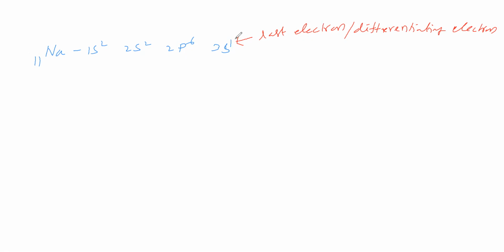Now the differentiating electron of sodium enters into the s orbital. Therefore it is an s block element. So for sodium, the last electron is called the differentiating electron, which enters into the s orbital, and therefore this element comes under s block. For sodium, the first shell contains 1s2, the second shell contains 2s2, 2p6, and the third shell contains 3s1. This third shell is called the outermost shell.